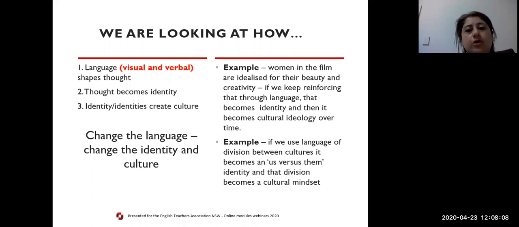And I've put two examples there. If you want to take it broadly, women in film are often idolised for their beauty and their femininity. If we keep reinforcing that in films, what are we suggesting about what the culture values? And so if we want to change that, we need to show women in different ways of representation. Similarly, if we want to create a culture which is very much a divisive culture, an us versus them culture, we will continue to use language or visual cinematics that show that division. But if we want to challenge that, we will show solidarity, unity, and therefore hopefully change the culture.